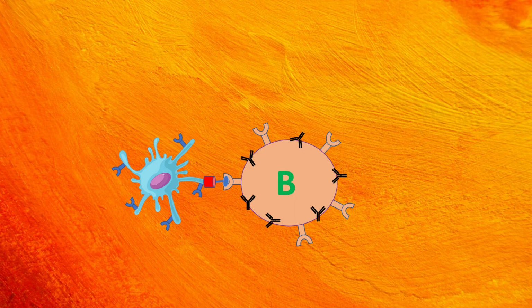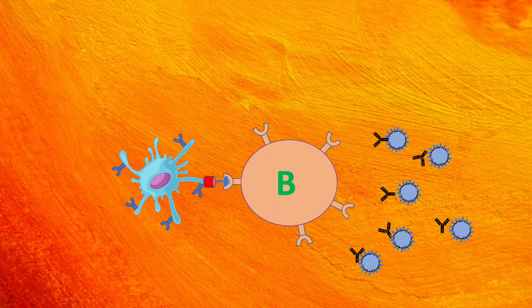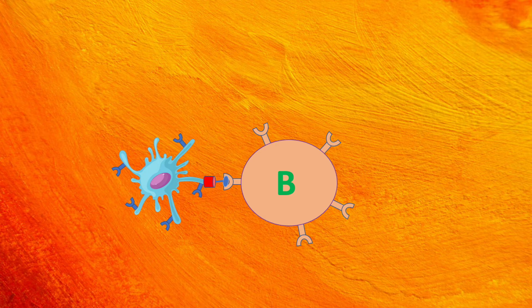Memory B cells retain these antibodies and remain ready to trigger an adaptive immune response if these antibodies detect SARS-CoV-2 viruses in the host. This training of the adaptive immune system allows for a rapid immune response if infected, and greatly reduces the probability of severe disease.